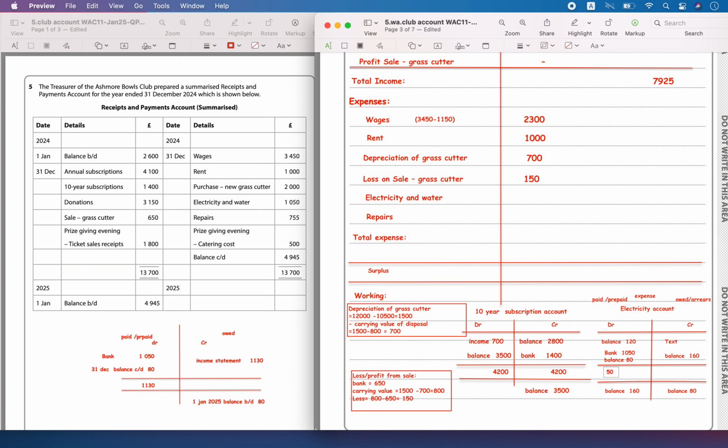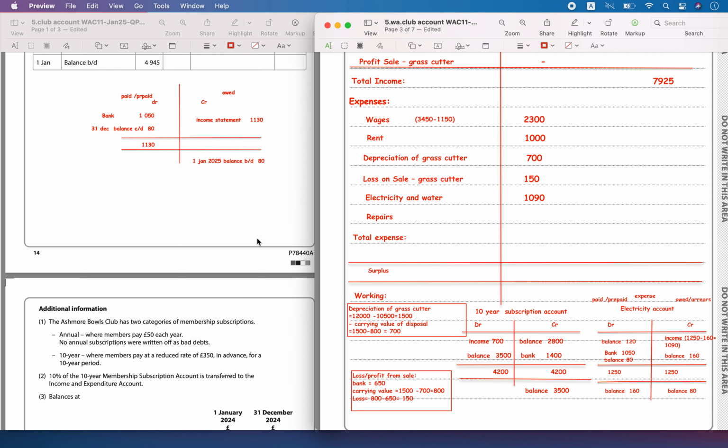So 1250, then 1250 minus 160 will go into the income statement. So it is going to be 1250 minus 160, that is equal to 1090. 1090 will go into the income statement. So let's put that value. So electricity and the water expense in the income statement will be 1090.